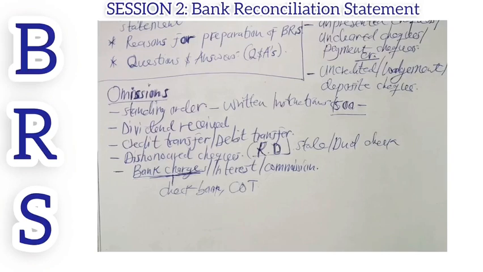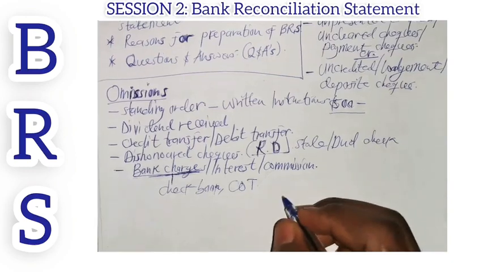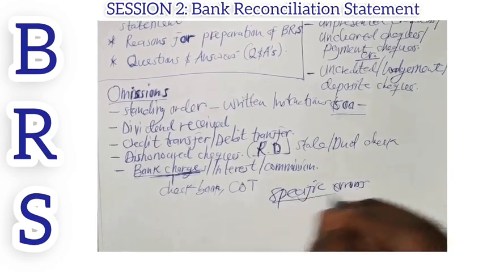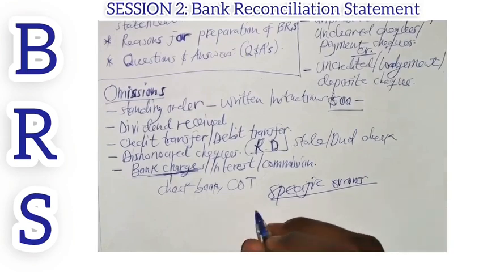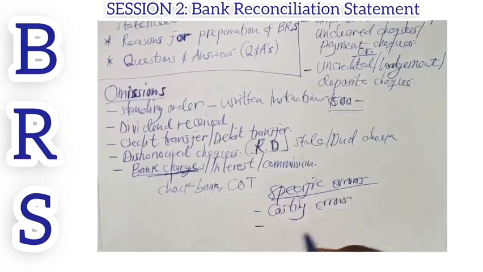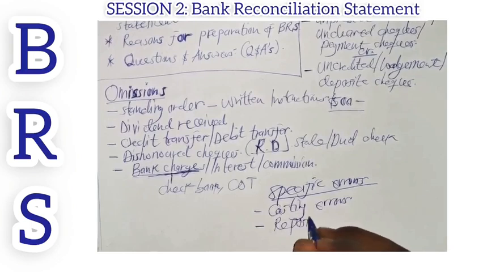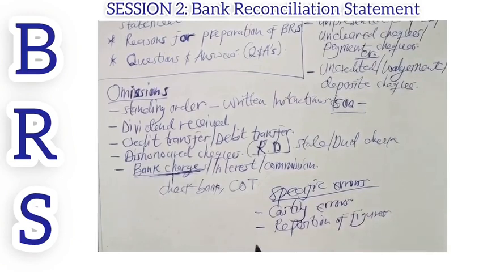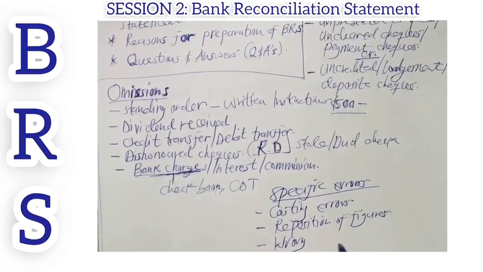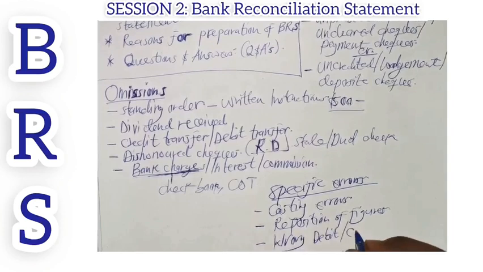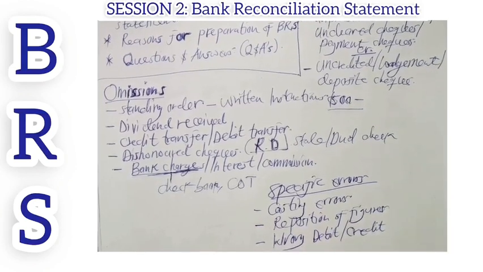Then lastly, we're looking at the specific errors. Basically, the specific errors are: we have the casting errors, then we have what we call reposition of figures, as amount. Then it can be either a wrong debit or wrong credit of entry, right?